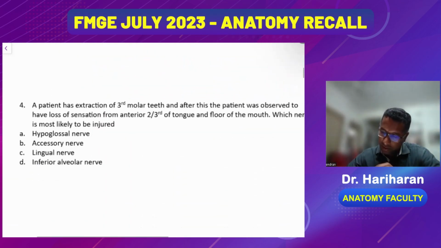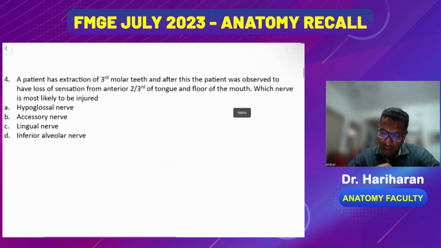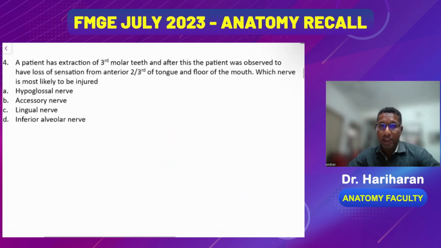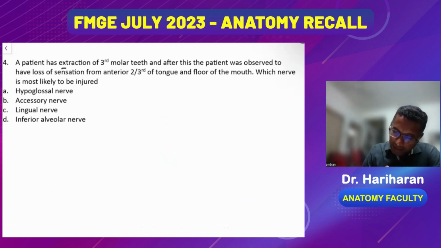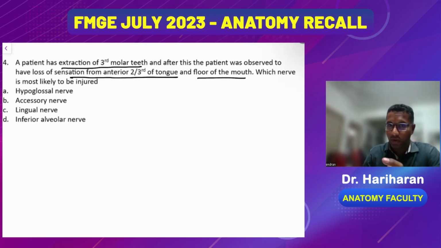So this is again a clinical based question where a patient has extraction of the third molar teeth, and after this the patient was observed to have loss of sensation from the anterior two-thirds of the tongue and floor of the mouth. What is the nerve that is most likely to be injured? There are a lot of clues given here: extraction of the third molar tooth, following which there is loss of sensation from the anterior two-thirds of the tongue and from the floor of the mouth.